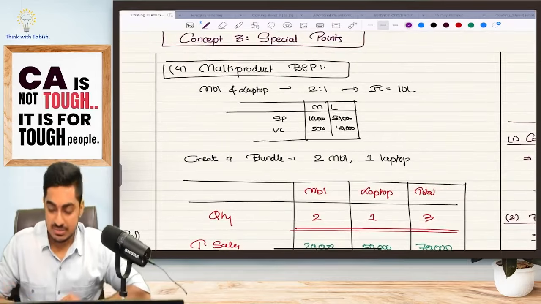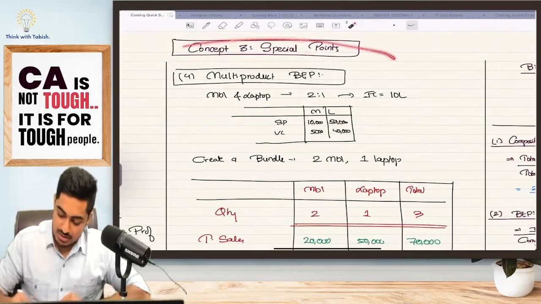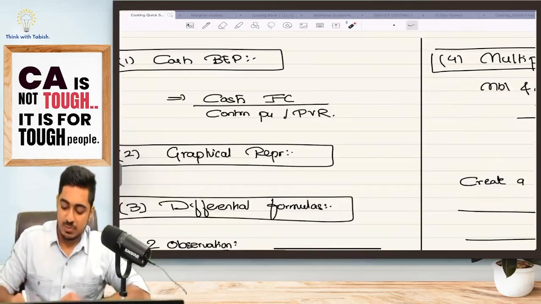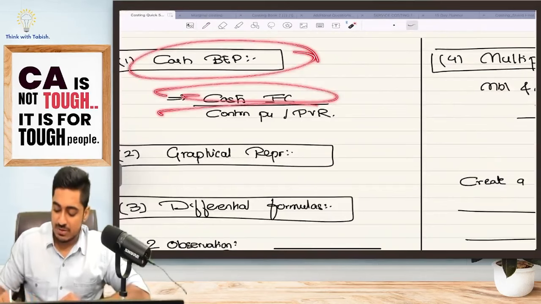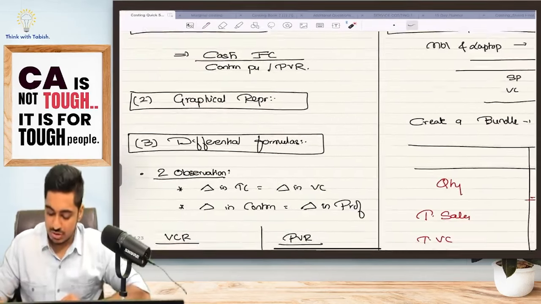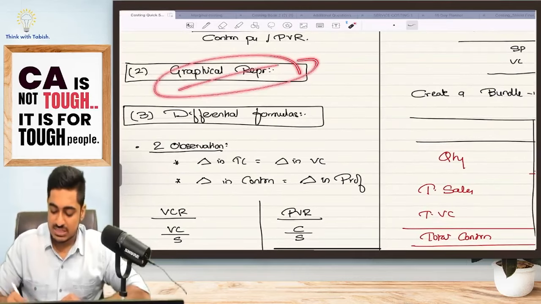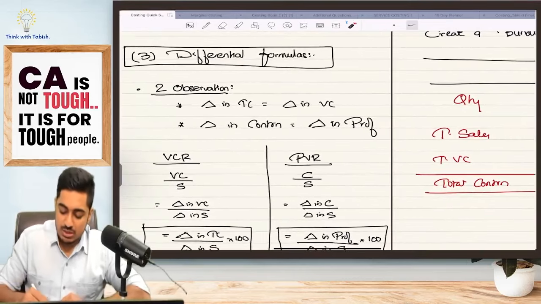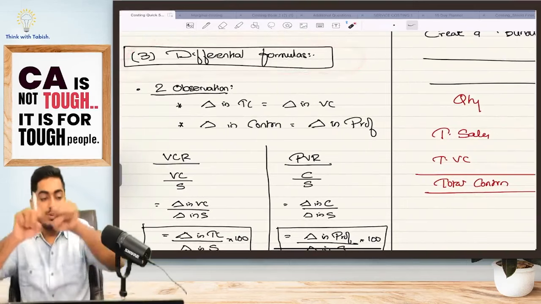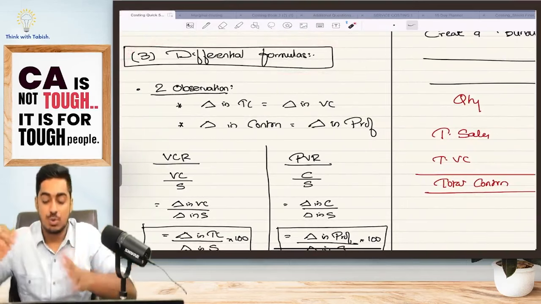Now, special points. In the first one, cash break-even point, I've already told it is cash fixed cost divided by contribution per unit or PV ratio. Graphical representation I told, from an exam perspective, is not important. The third one was differential formulas. That is, when two different levels of output are given, how do we do the calculation?